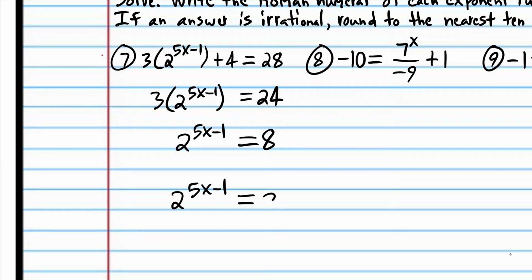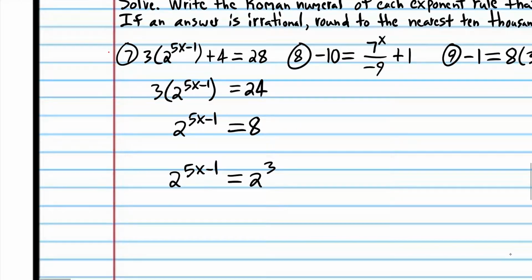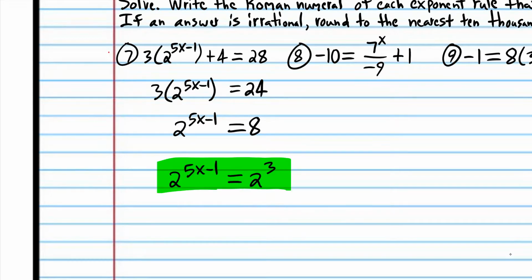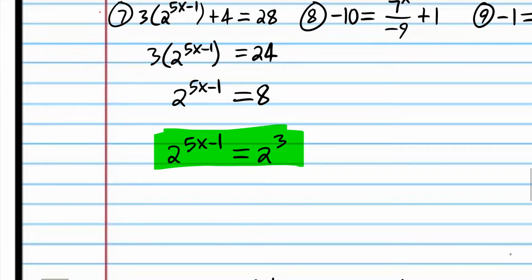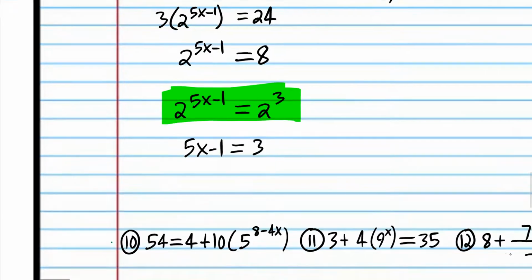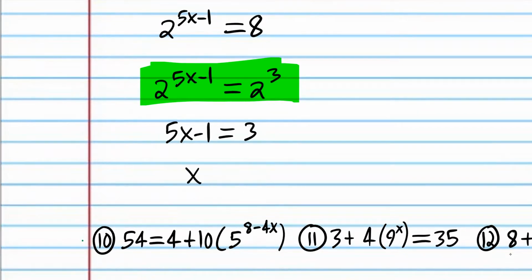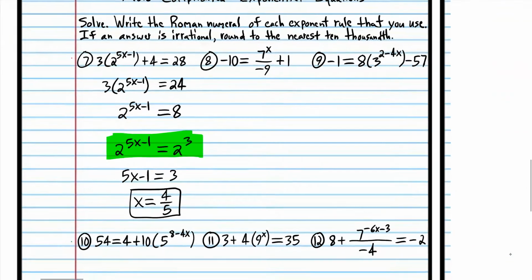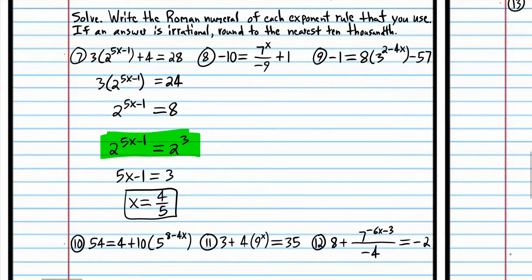Change that 8 to 2 to the 3rd power. And that's the critical step. We now have expressions where the bases are the same. So we can get rid of the bases. Now we have a simple 2-step equation we learned in pre-algebra. So x is equal to 4/5. So pretty easy on that one. Okay.